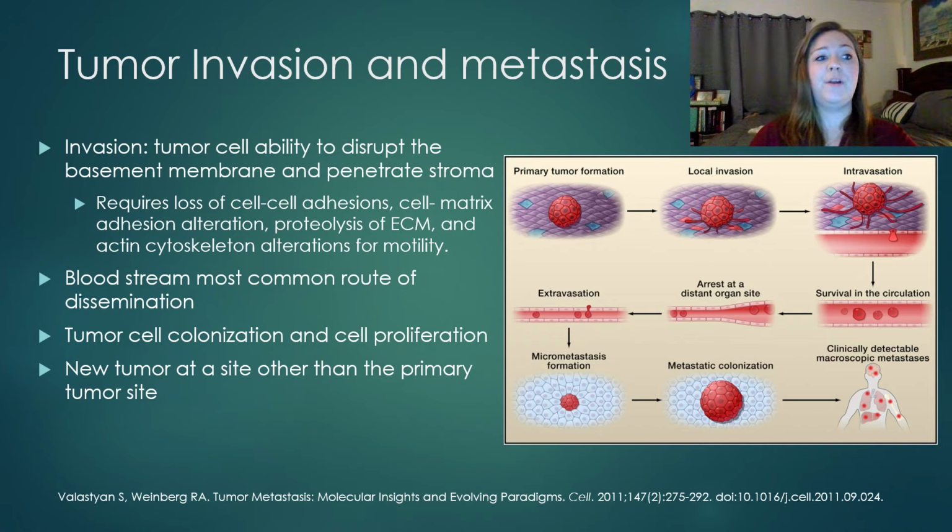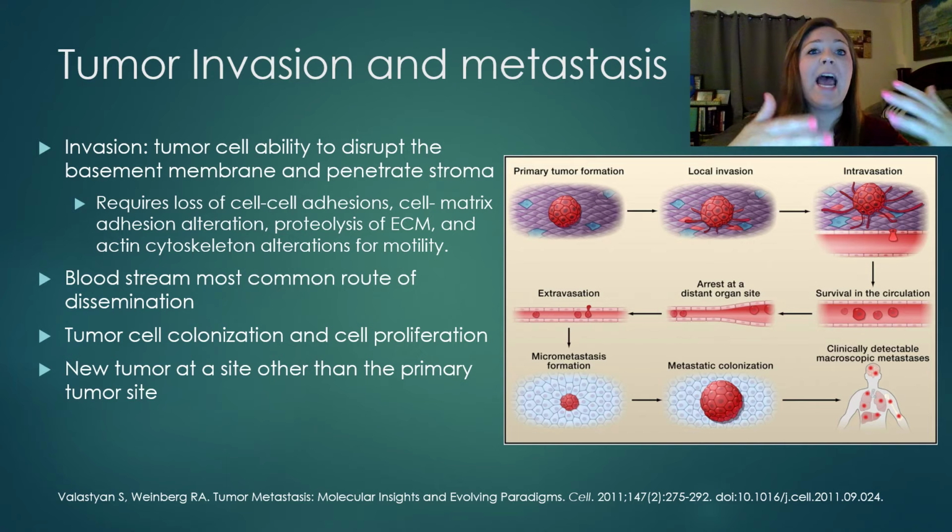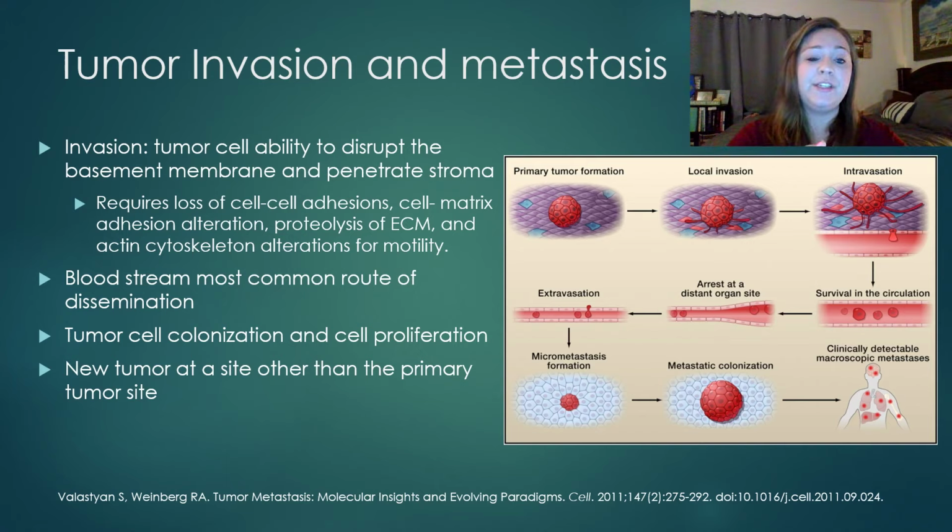And then from there, it needs to again proliferate massively in order to live. It needs to establish more growth. So metastasis is the creation of a secondary or more tumor other than the primary tumor site.